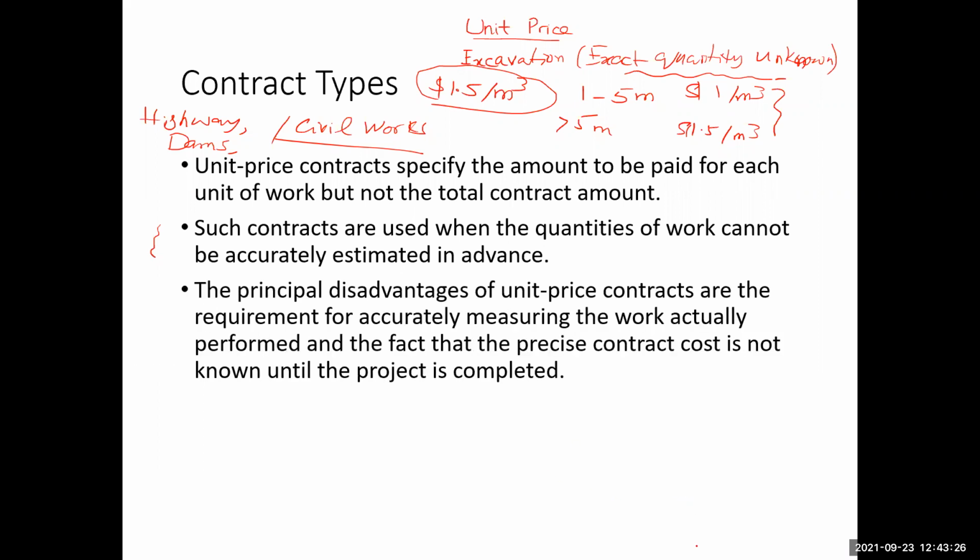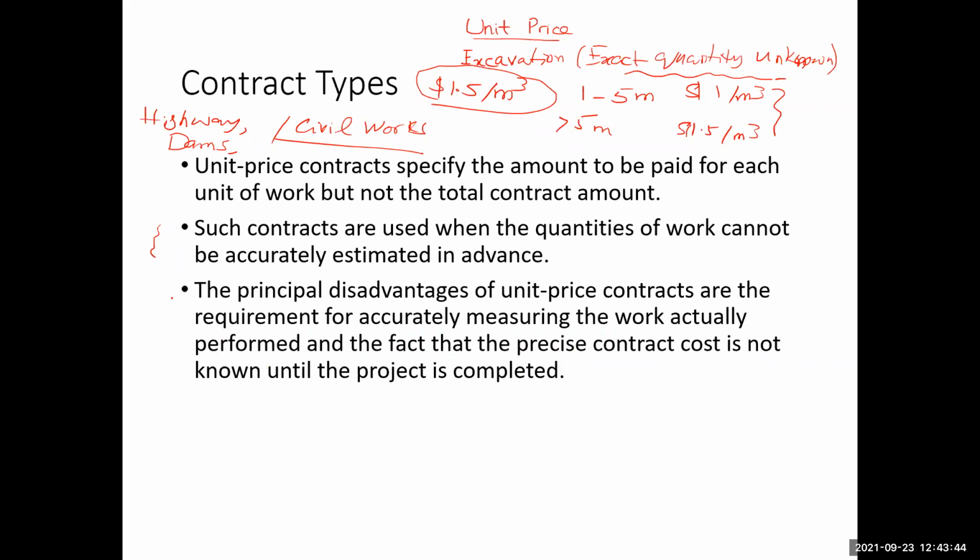The principal disadvantage of unit price contracts is the requirement for accurately measuring the work actually performed, and the fact that the precise contract cost is not known until the project is completed.